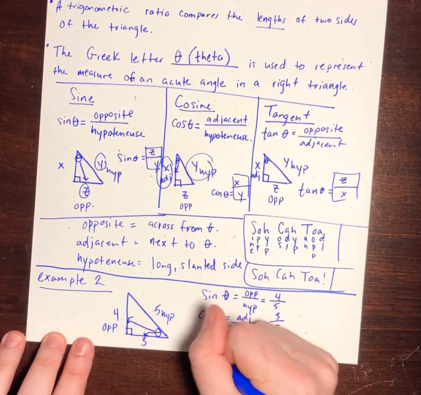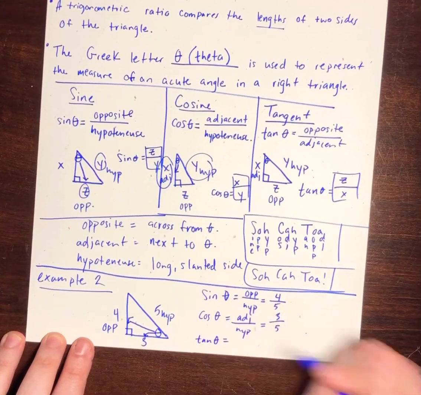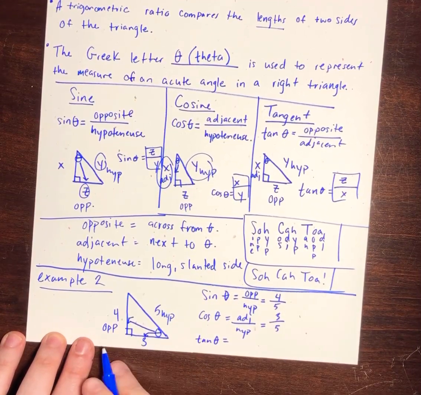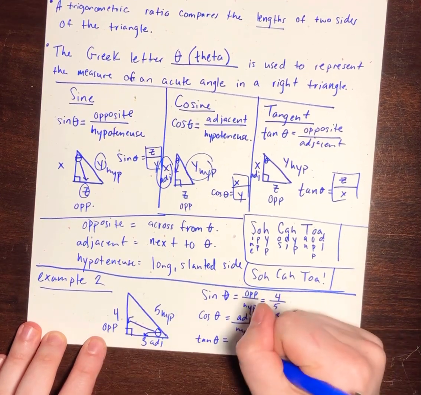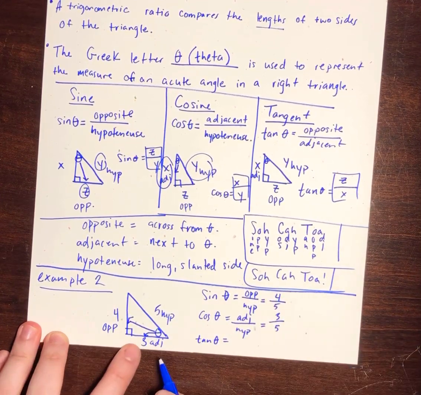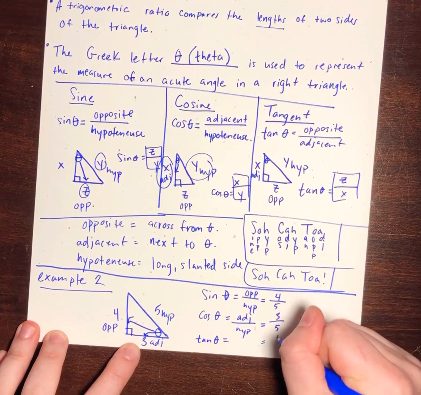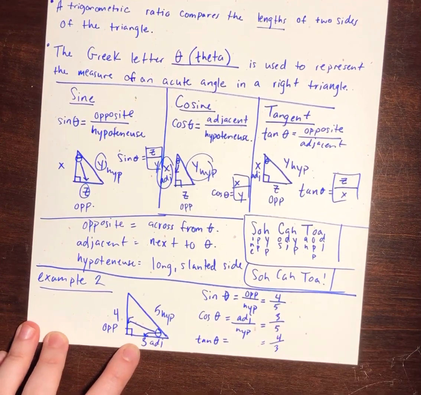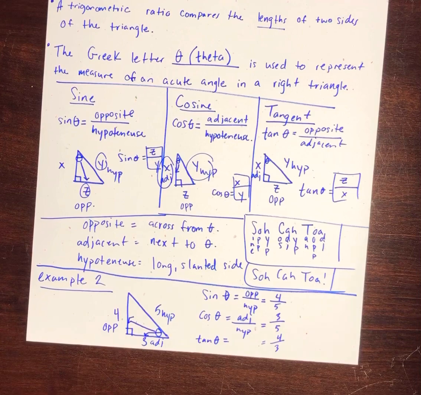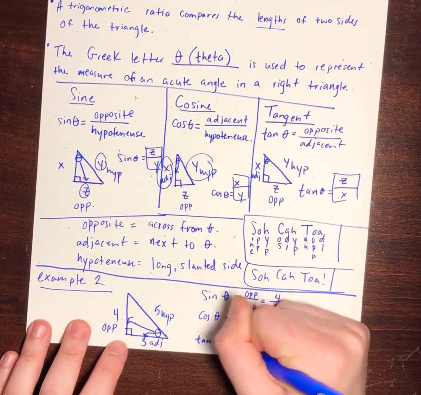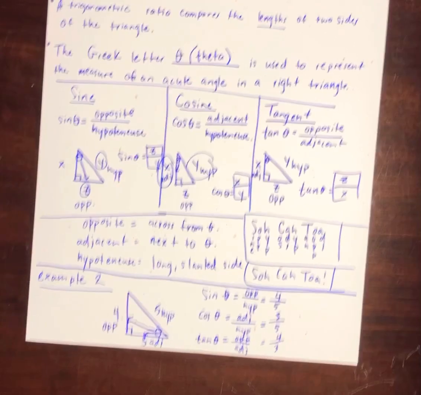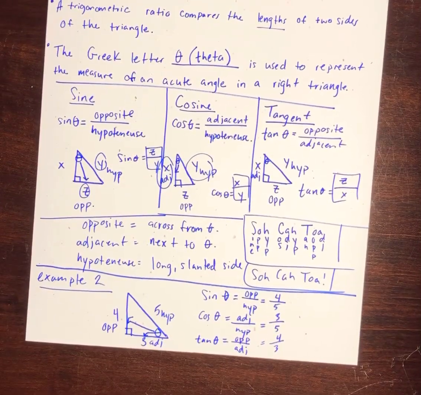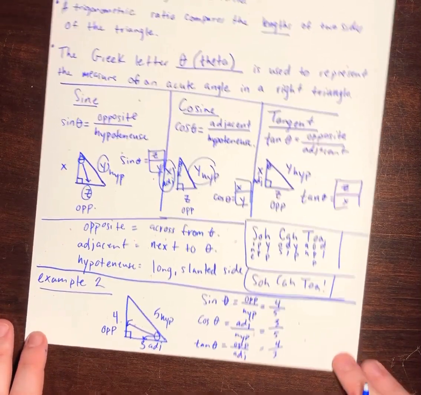And then last we can find tangent of theta. We've got our theta. We know our opposite is 4. And we know our adjacent is 3. So it's going to be 4 over 3. Opposite over adjacent because it's TOA from SOHCAHTOA. So that is 2 examples of right triangle trigonometry, finding sine, cosine, and tangent.